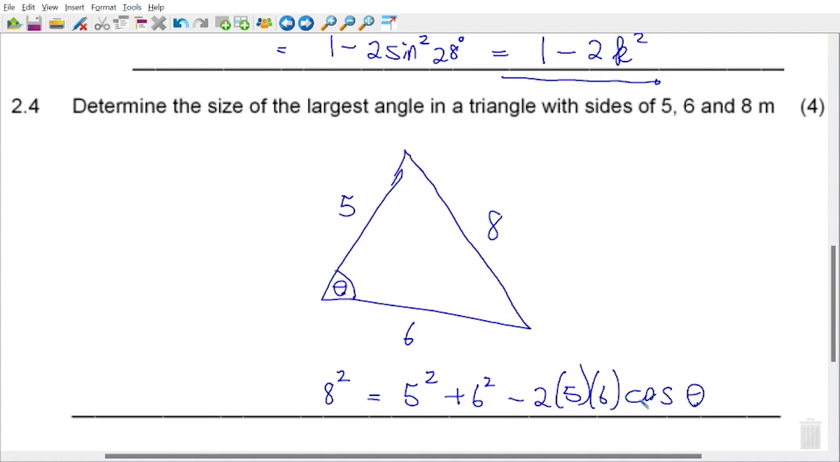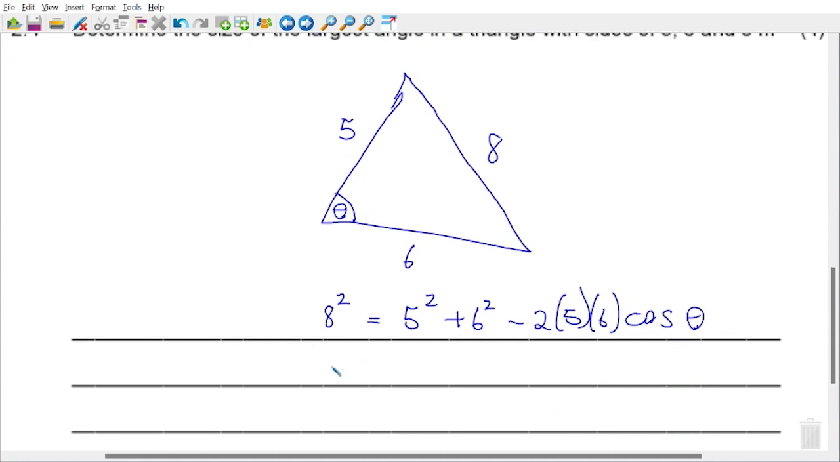Right, now there's only one variable left in here, and that's theta. So if I rearrange all of this, let me just do that a bit slower. Let me not rush into it. I get 64 here. I get 25 here. I get 36 here. I get 2 times 5 is 10. I get 60. 60 cos theta. Now 25 plus 36 is in fact 61.